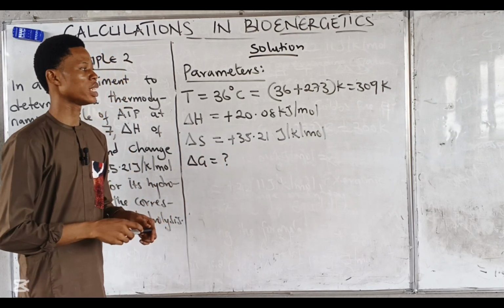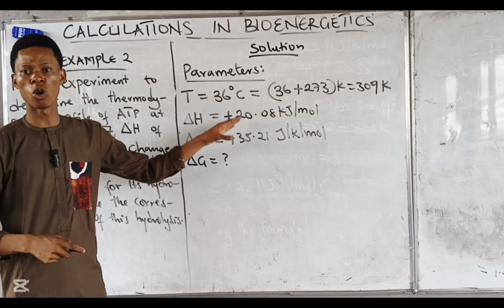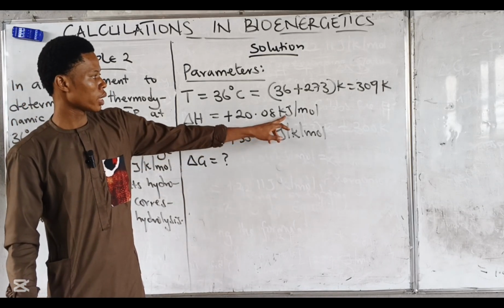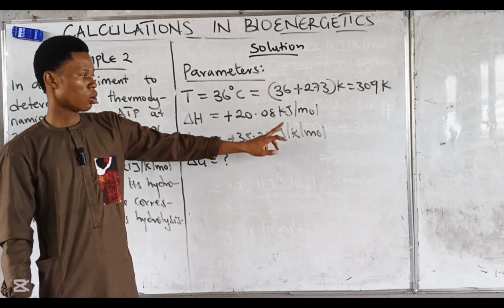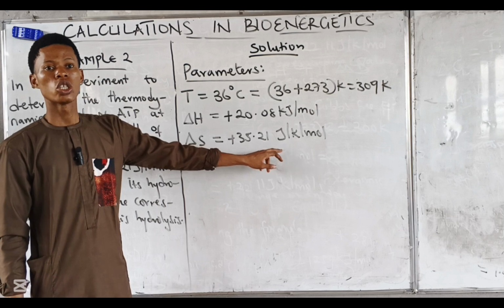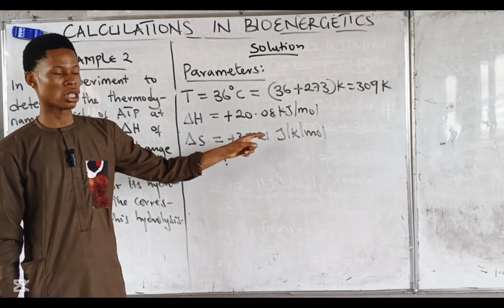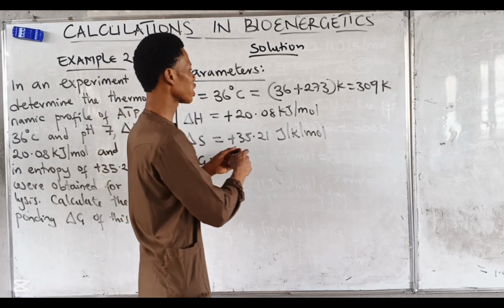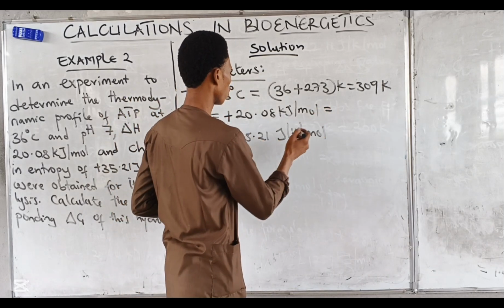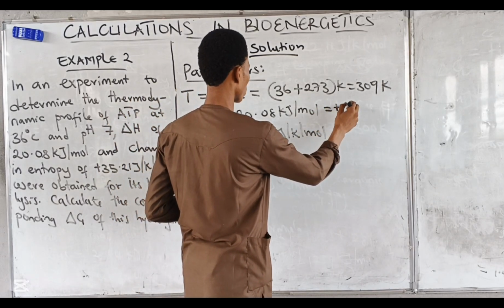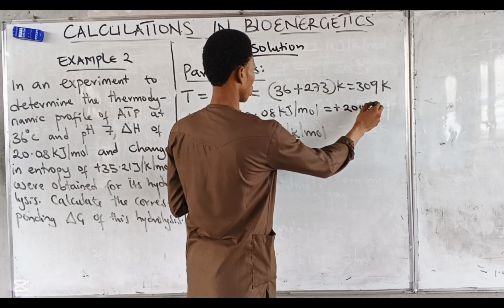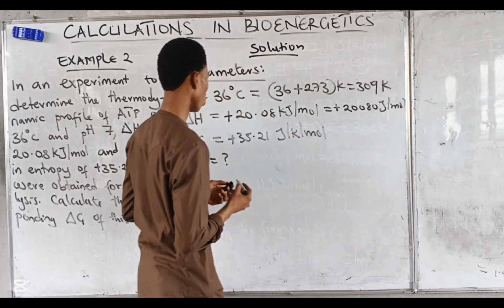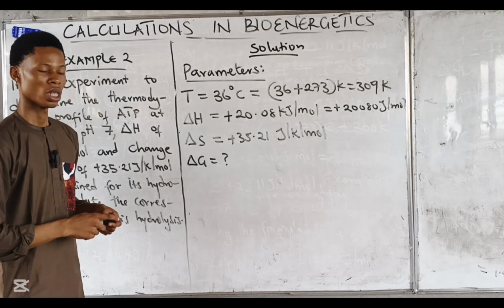But like I always say, when you are done writing your parameters, check the units. What's the unit here? Kilojoules, right? What's the unit here? Joules. You must make sure the units align. So we have to convert this to what? Joules, right? Now converting this to joules, you multiply by what? 1000. So this will be plus what? Joules per mole. You've converted to joules per mole. Now we can solve.